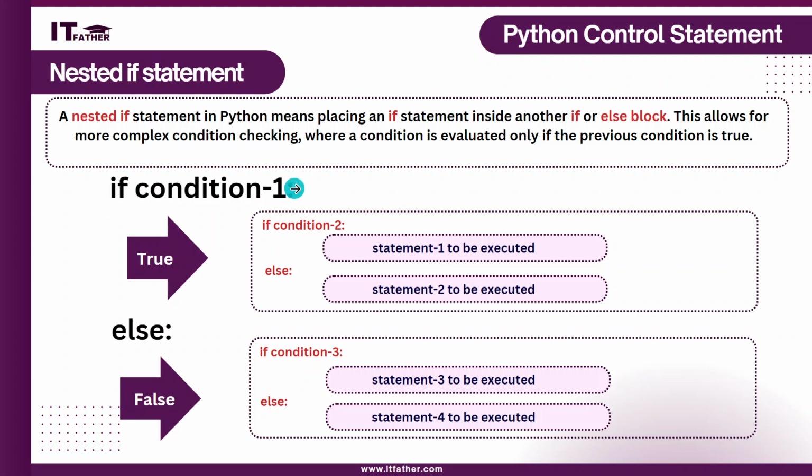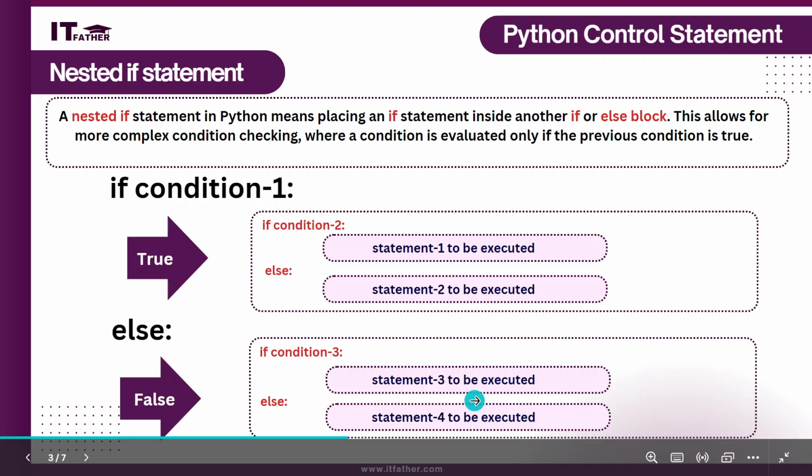And if condition number 1 fails, then it will come to the else block, and in the else block condition number 3 will be checked. If condition number 3 is true, then statement number 3 will be executed, and if condition number 3 fails, then statement number 4 will be executed.